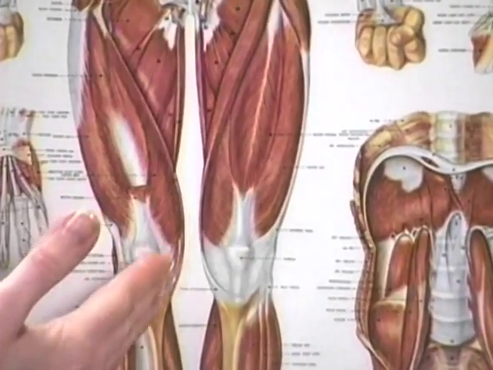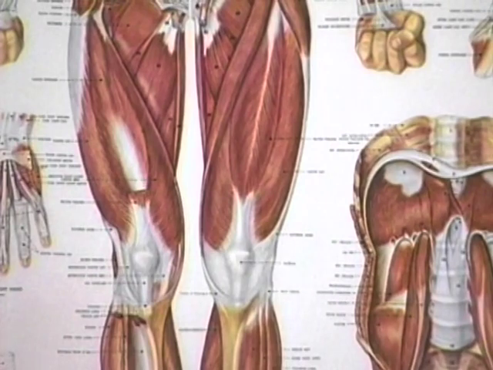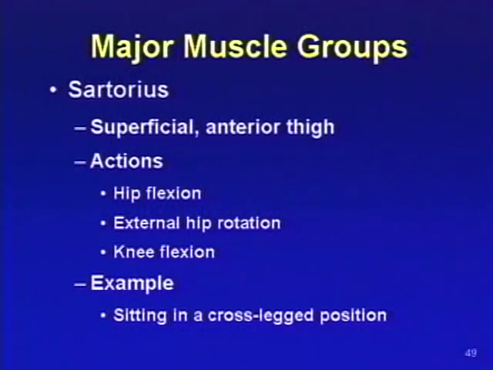Because of its long, strap-like orientation, it's not a very powerful muscle, but it does assist with several actions. So the sartorius muscle actions are hip flexion, external hip rotation, and knee flexion.